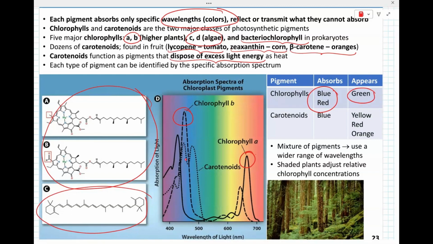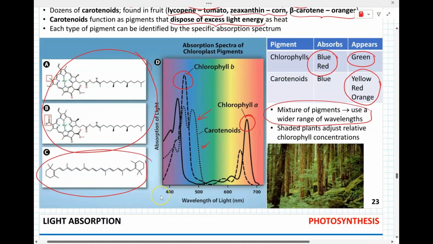Carotenoids, represented as a dotted line, absorb almost exclusively in the blue and purple regions of the spectrum, and a little bit in the green, which explains why carotenoids in general have a yellow, red, or orange appearance. Now, this mixture of pigments in photosynthetic organisms allows them to use a wide range of wavelengths for photosynthesis. Moreover, plants that are in the shade can adjust the relative concentrations of different types of chlorophyll to make the light absorption most efficient.